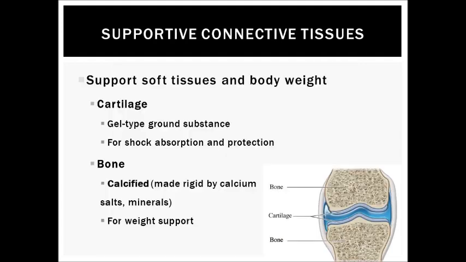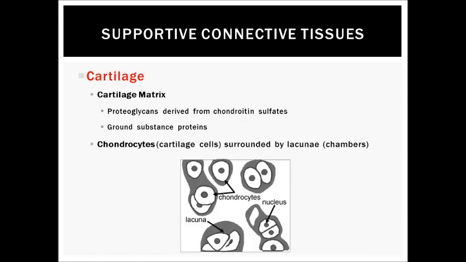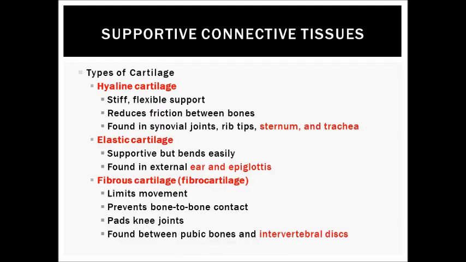Next, supportive connective tissues. They are cartilage and bone. First, the cartilage. It consists of cartilage matrix, which is the ground substance, and chondrocytes, which are cartilage cells. The chondrocytes are surrounded by lacunae, which is a chamber. There are three types of cartilage: hyaline, elastic, and fibrocartilage.